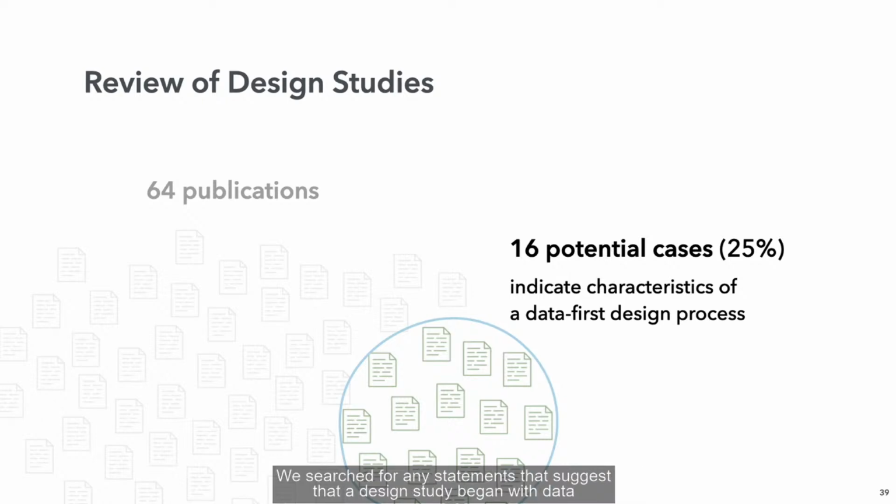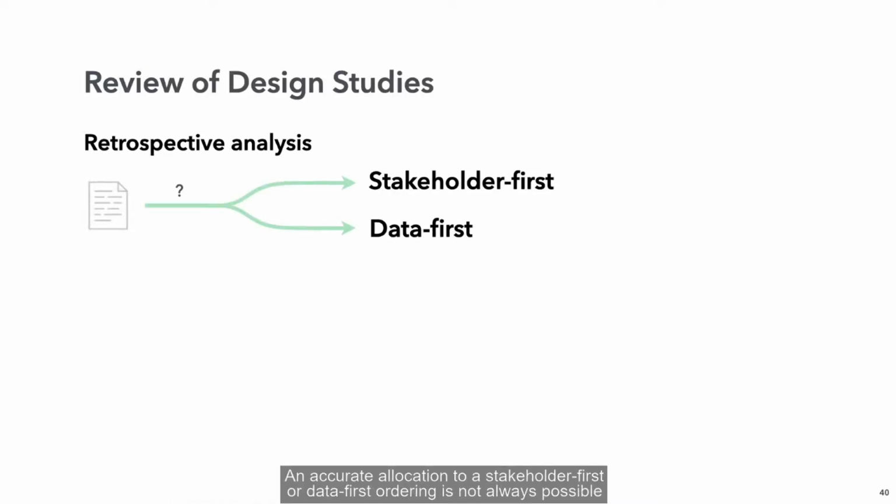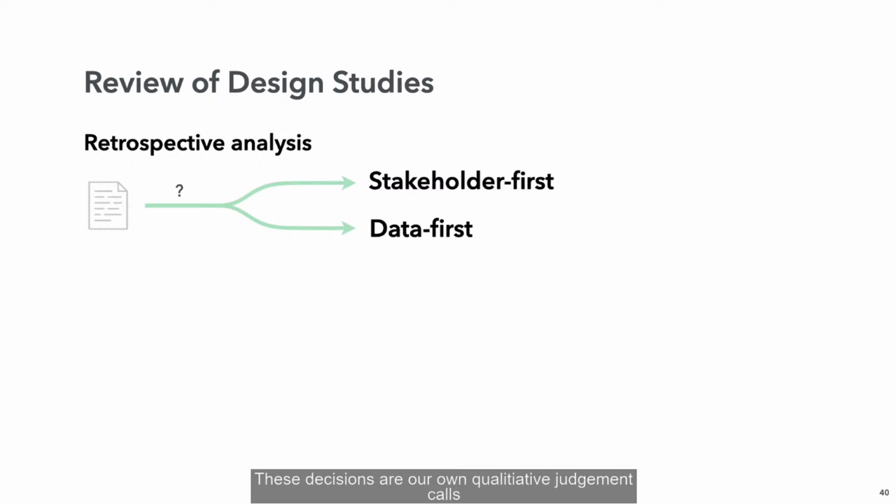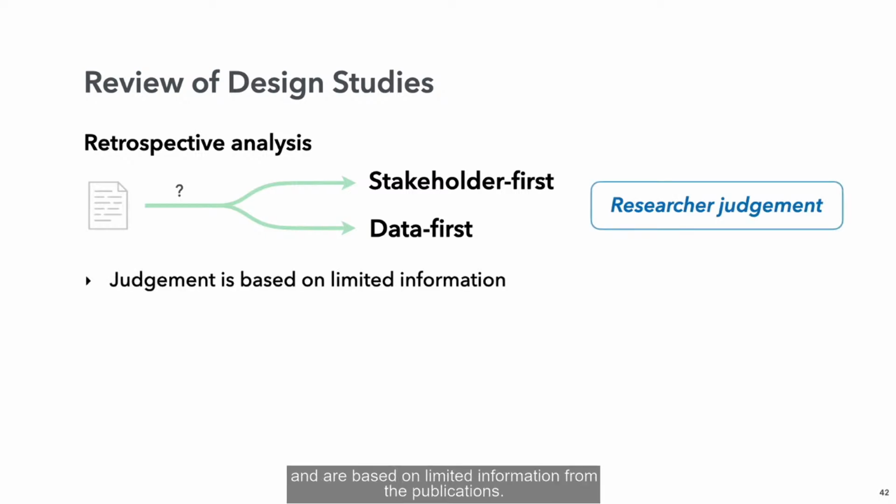We searched for any statements that suggest that a design study began with data and doesn't exhibit a very clear stakeholder-first ordering, for example in the motivation and process sections of a paper. An accurate allocation to a stakeholder-first or data-first ordering is not always possible in this type of retrospective analysis. These decisions are our own qualitative judgment calls and are based on limited information from the publications.